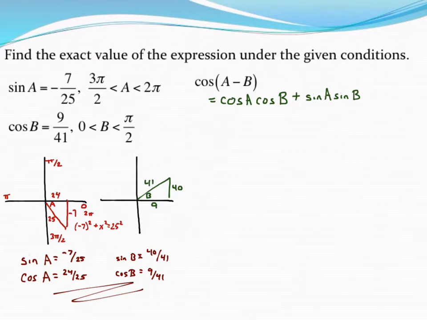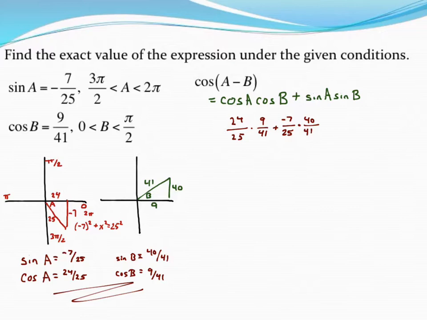So to finish this problem, let's just plug these values in and simplify. So the cosine of angle A was 24 over 25. Oops. The cosine of angle B was 9 over 41. The sine of angle A was negative 7 over 25. Just be careful when you do this part. It's very easy to make a mistake because there's so many numbers you're looking at. So just look carefully, be patient.